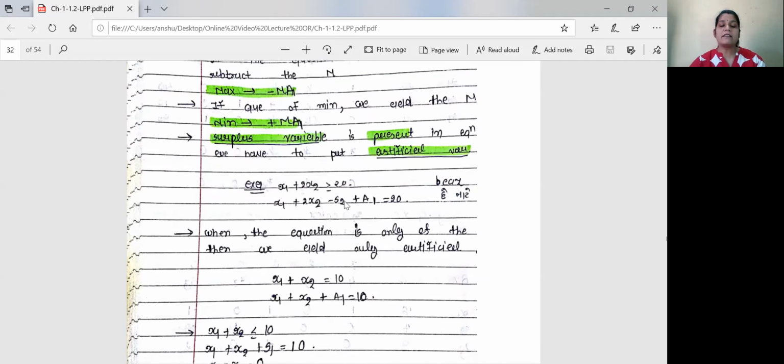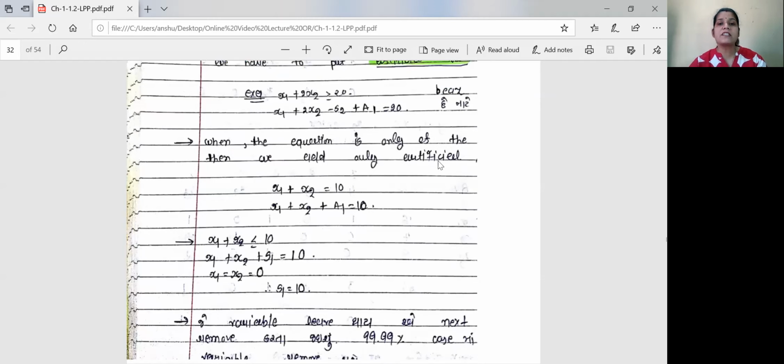But we have already seen in our previous session that the surplus variable is always not alone. Which variable comes with it? One artificial variable. Exactly. So x1 plus 2x2 minus s2 plus a1 is equal to 20. When the equation is of this type, we add an artificial variable. If we are given an equal to sign, that means x1 plus x2 is equal to 10, then we can write x1 plus x2 plus a1 or a2 is equal to 10. If we have already used a1, then in the next equation we use a2.